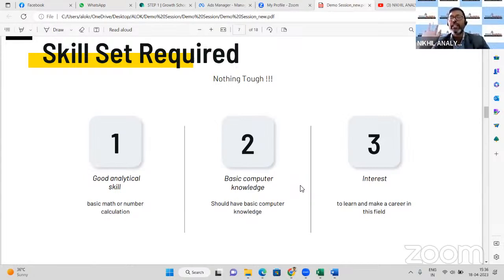You can only get a certificate, which will not help you get the job, and will not help you get a good package as well.